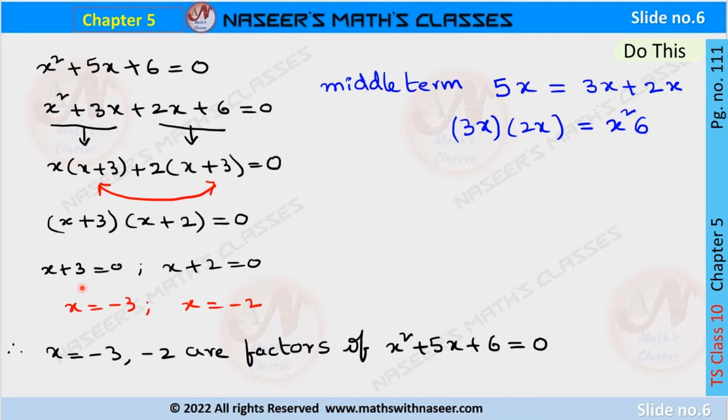Now this can be written as x plus 3 is equal to 0 and x plus 2 is equal to 0. So by transposing plus 3 from LHS to RHS, we get x is equal to minus 3, and transposing plus 2 from LHS to RHS, we get x is equal to minus 2. Therefore, x is equal to minus 3 and minus 2 are the roots of the quadratic equation x square plus 5x plus 6 is equal to 0.